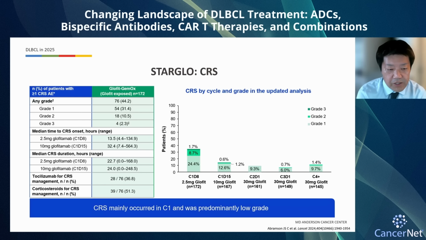I think we have a low threshold of giving corticosteroid for patients with CRS receiving bispecific antibody. So 50% of the patients did receive steroid for the management of CRS. The rate of CRS seems to be a little lower than the single agent glofitamab. So we think that if you do combine chemotherapy with the bispecific antibody, it may lower or reduce the chance of patients spiking fever or having CRS by tumor debulking.